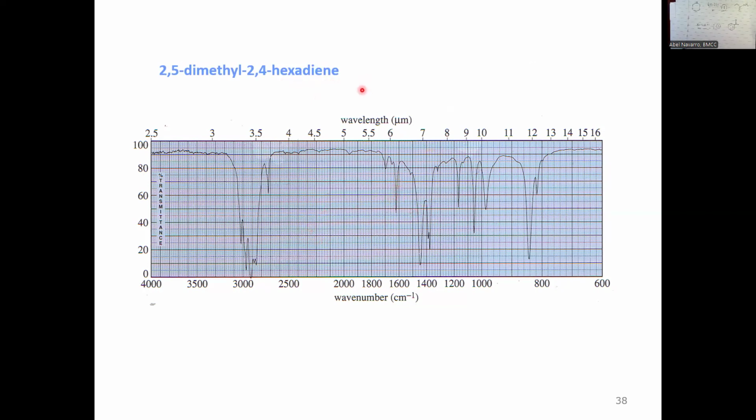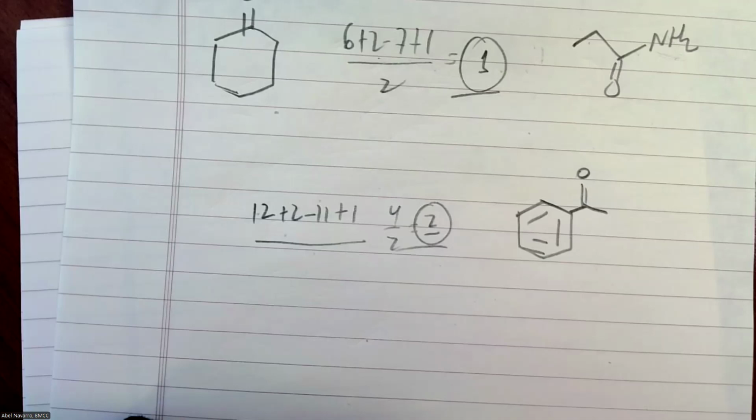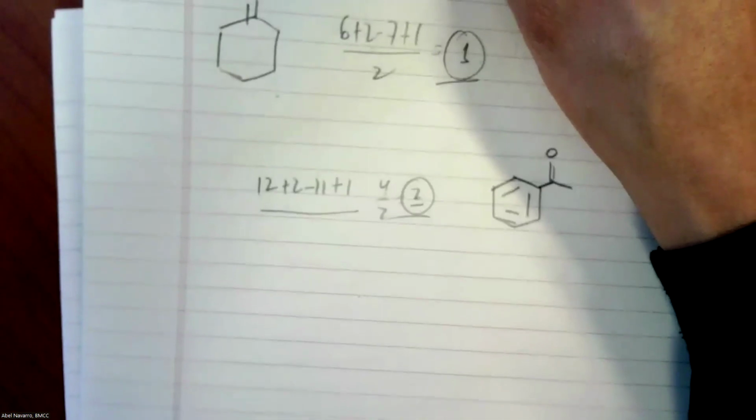I'm not going to go that complicated. You don't have to with IR. I'm really not expecting you guys to determine the structure or give me a name. Okay, and the last thing is how to use IR to distinguish between two molecules.